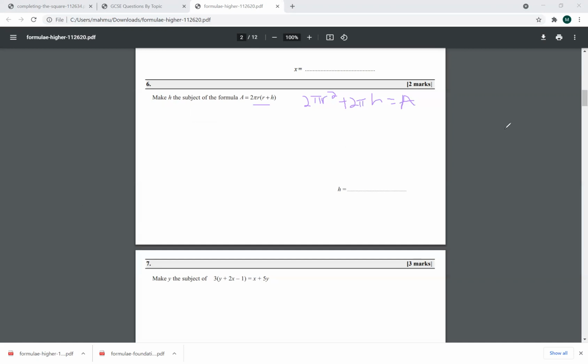Do I need to square root? Why do you want to square root this? Because it has a squared. I know, but you're not making this the subject. You're making h the subject. If you were to make this the subject, then we would have square root. They didn't ask you to make this the subject. They're asking you to make h the subject. Okay.